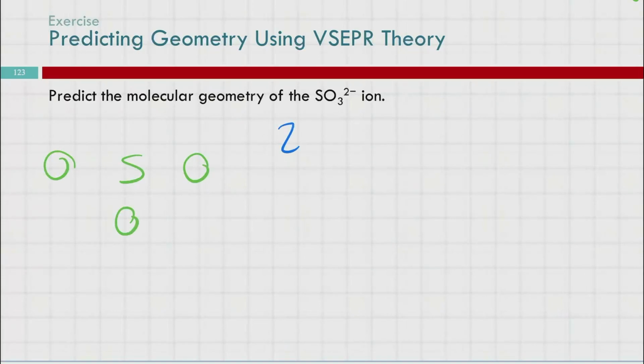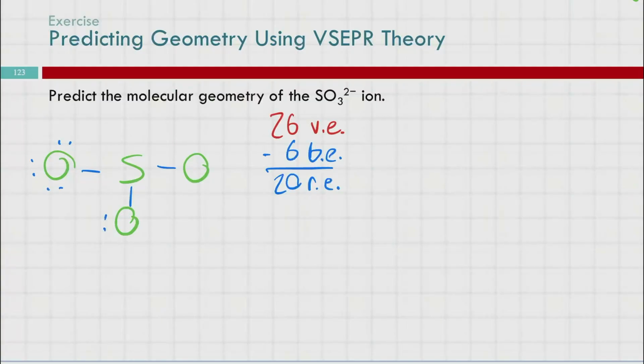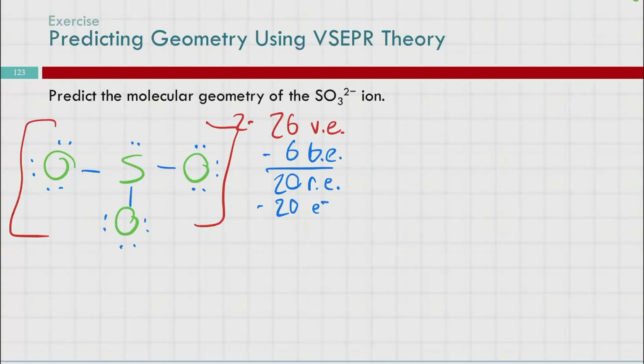We've got a total of 26 valence electrons. We'll get everything connected with 3 bonds. That's 6 bonding electrons. So we've got 20 remaining electrons. We can place 6 on each of our oxygens and 2 on our sulfur. That's all of our electrons gone. Put brackets around it, give it a 2- charge, and we've got our Lewis structure.